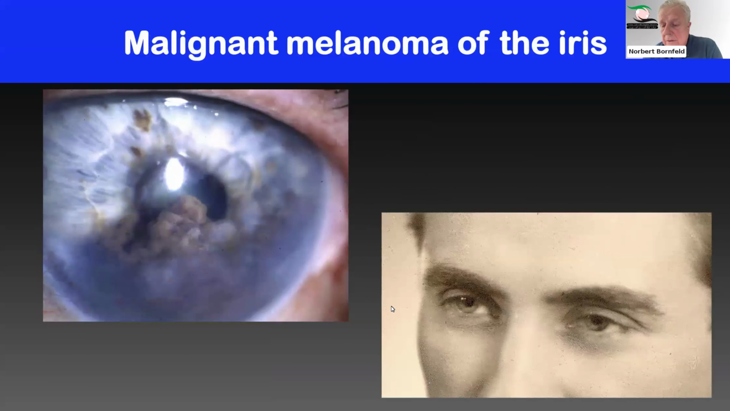Malignant melanomas of the iris are different. What you see on the lower right is a wedding photograph of a patient. If you look closely at the eye, you will see that there's a pigmented lesion in the left eye, temporal and inferior. And that is the same patient 42 years later. So it took 42 years from stage 1 on the lower right to stage 2 on the upper left. So these tumors, as a rule, are very slowly growing.